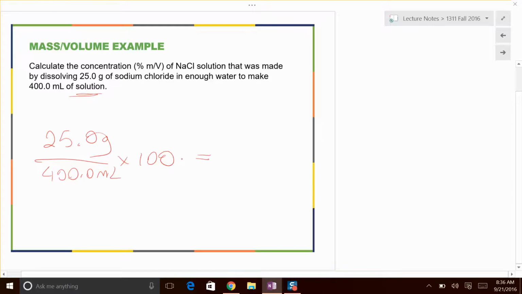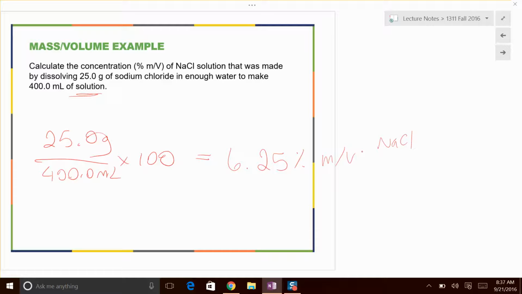So what is my mass per volume percent of sodium chloride in this 400 milliliters of solution? Okay, so we have a 6.25% mass per volume sodium chloride solution.